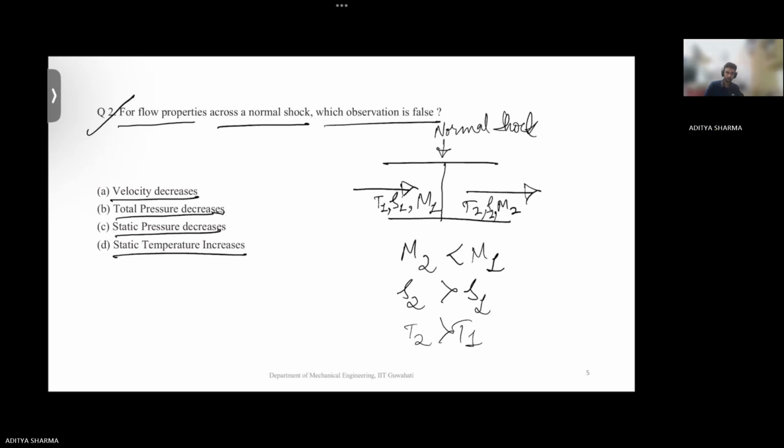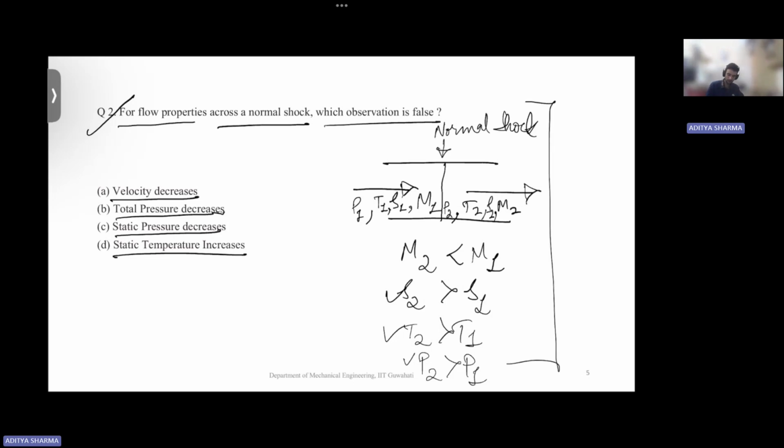Also your pressure definitely increases. Your static. So this is static, this is static, this is static. Okay. About your total pressure, across the normal shock, there are losses in total pressure. Okay, so your total pressure is going to decrease.